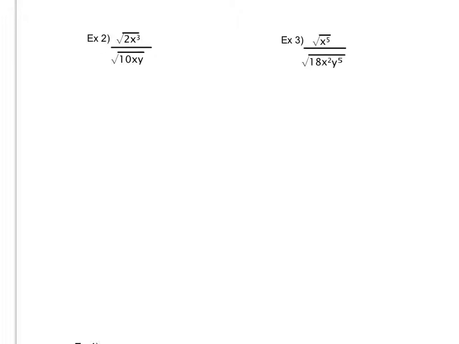Well, I know that both 2 and 10 can be divided by 2. So this 2 is going to reduce to 1. Let me change my color. This 2 will reduce to 1. This 10 will reduce to 5. I know that x cubed over x, I'll take an x out of each one. That x will be gone. I'll be left with x squared up here. I don't have anything to reduce the y with. So I'm left with the square root of 1 times x squared all over the square root of 5, remember the x canceled, times y.